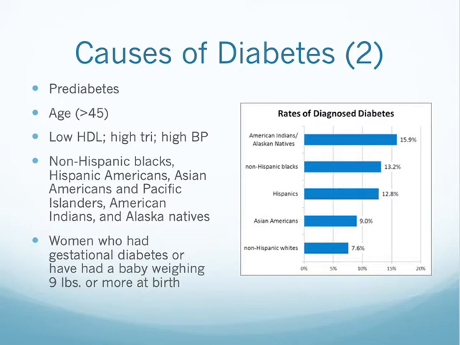There are other factors in addition to excessive body weight and inactivity that increase the chances of developing diabetes. These include prediabetes, being older than 45, having a family history of diabetes, and other related health concerns including low HDL, which is the high density lipoprotein, high triglycerides, and high blood pressure, certain racial and ethnic groups, and women who had gestational diabetes or have had a baby weighing 9 pounds or more at birth.